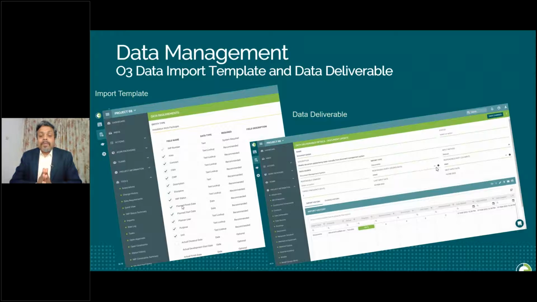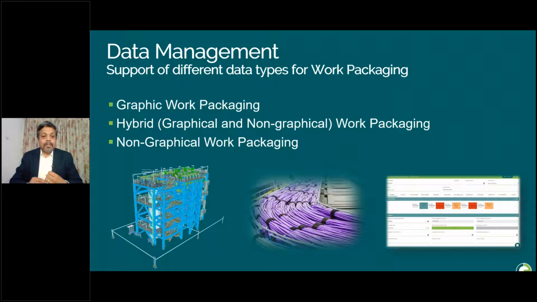O3 systems support various types of data in the work packaging. O3 supports graphical data work packaging, and we support fully graphical work packaging if a 3D model is available. O3 solution also supports the hybrid version, which involves graphical and non-graphical data in the same package. Also, O3 has the capability of linking non-graphical construction components to their relevant graphical components to enable Workspace Planner to create work packaging using the 3D model.